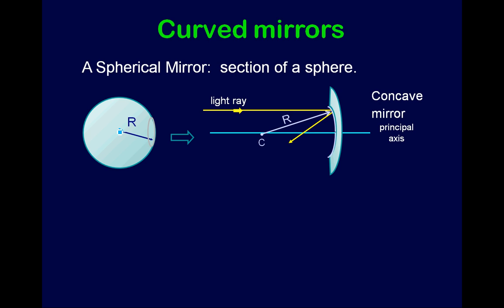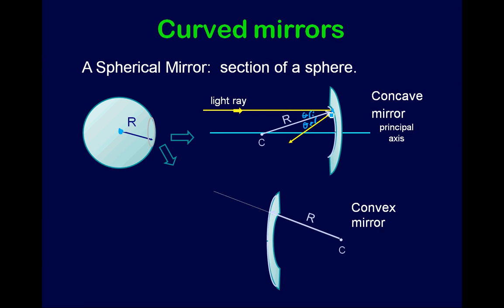A light ray coming in that's parallel to the principal axis will be reflected inward like this. And even though this is a spherical mirror, you can take this little point where it reflects, and it acts like a flat mirror. So the angle of incidence equals the angle of reflection, just like with a flat mirror. It's just that with the concave mirror, the angle of each of these little tiny pieces is going to be different.